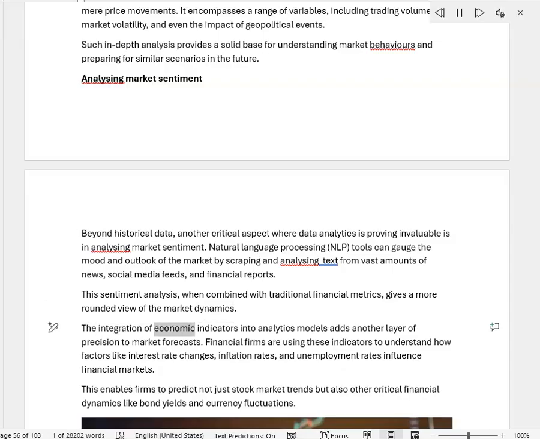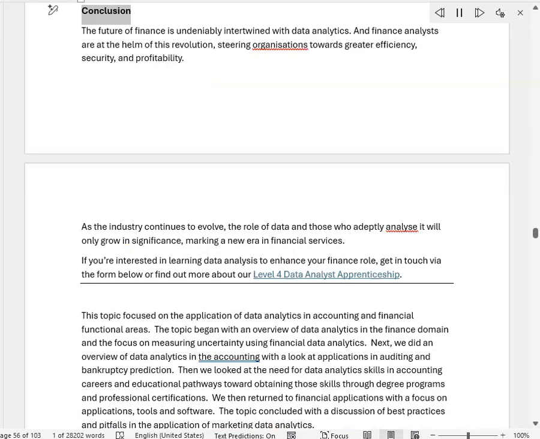The integration of economic indicators into analytics models adds another layer of precision to market forecasts. Financial firms are using these indicators to understand how factors like interest rate changes, inflation rates, and unemployment rates influence financial markets. This enables firms to predict not just stock market trends but also other critical financial dynamics like bond yields and currency fluctuations. Conclusion.